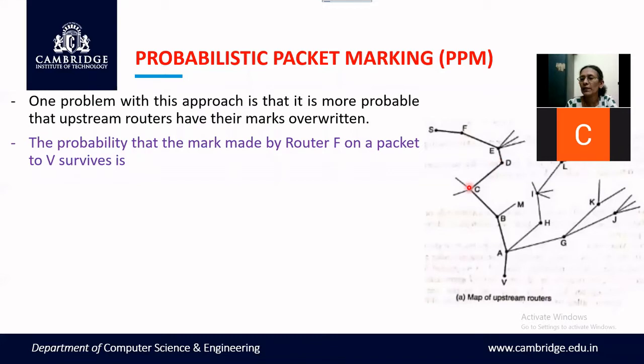Now, the packet is reaching C. What is the probability? 1 minus P into 1 minus P into 1 minus P, (1 minus P) cube. What is the probability that the packet is not being written by B? (1 minus P) to the power of 4. What is the probability that it is not being written by A? (1 minus P) to the power of 5. So when the packet reaches V, the probability that the data written by F is not overwritten, that is, it survives, is (1 minus P) to the power of 5.